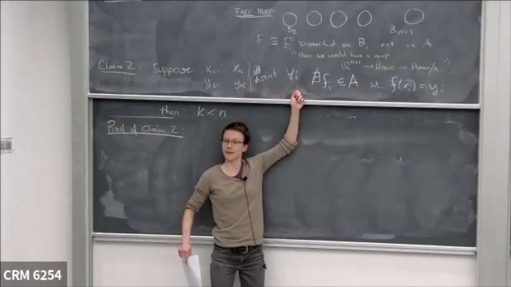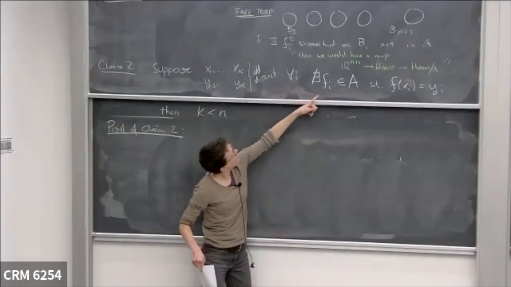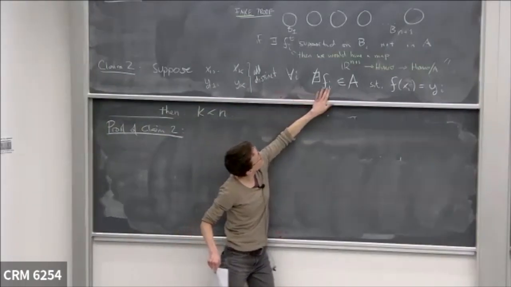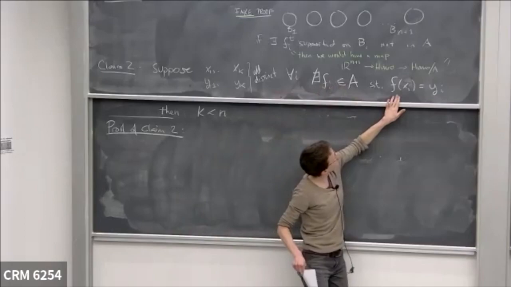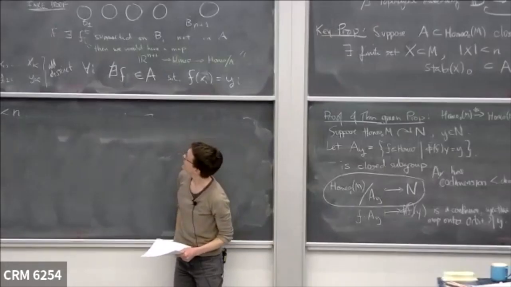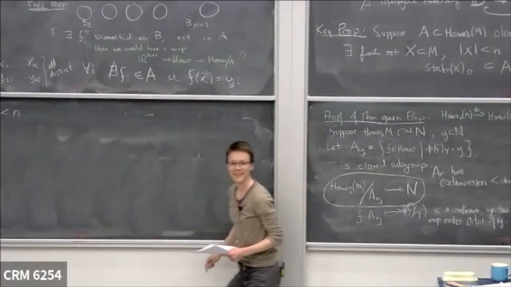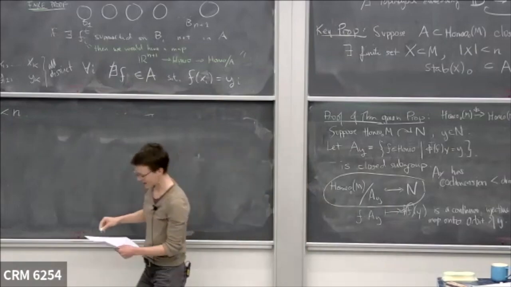Wait, is that this F? I mean, there does not exist an F in A so that F of x_i is y_i. Oh yeah, sure, I didn't have to label it. For each i, there is no F. Yeah, sorry. All right, proving claim 2.